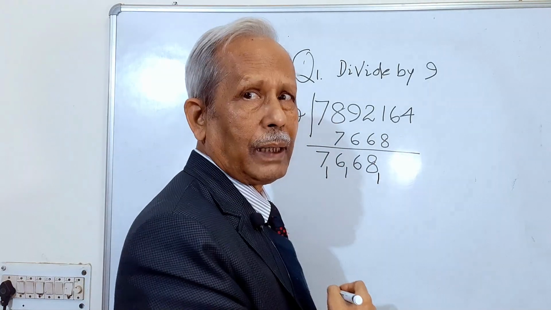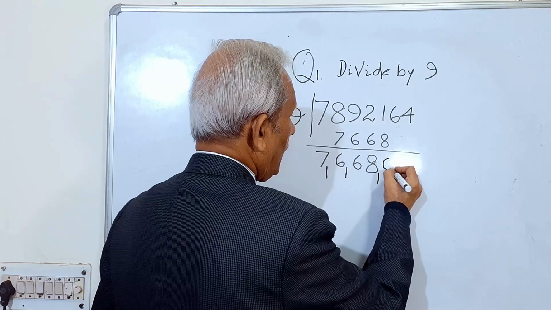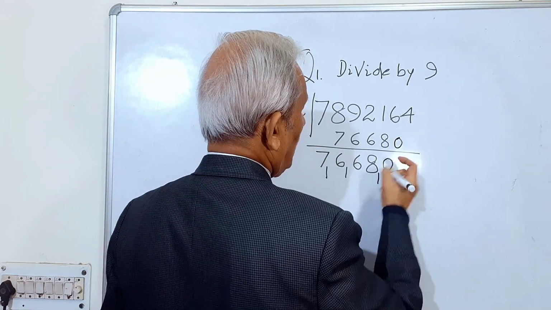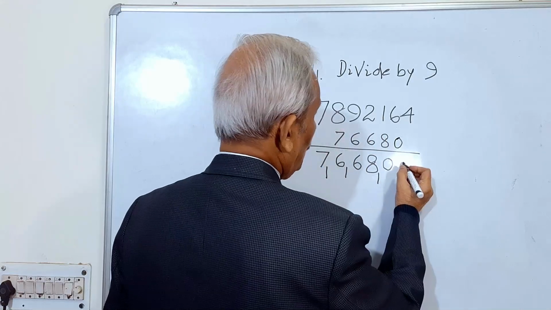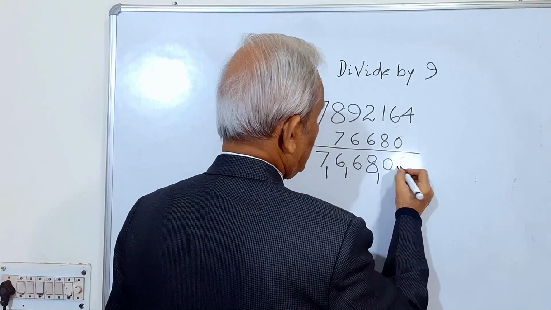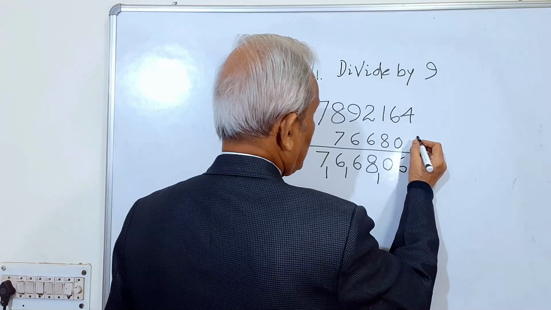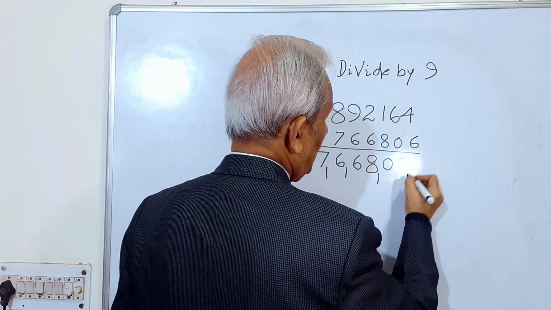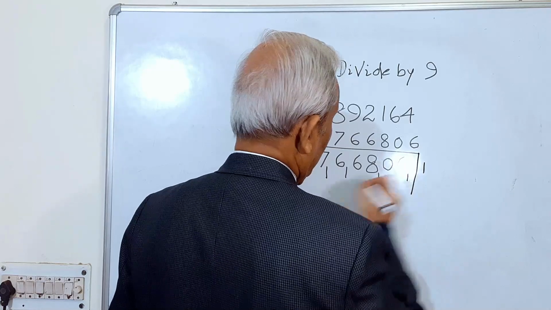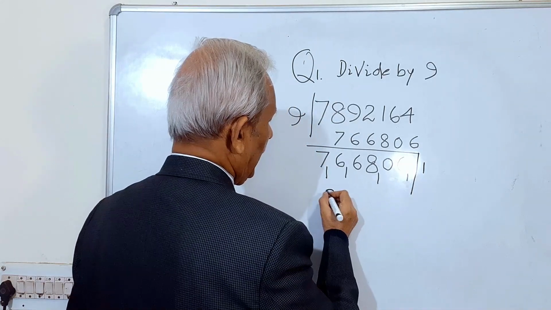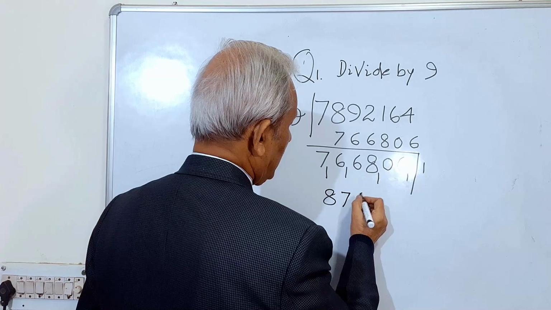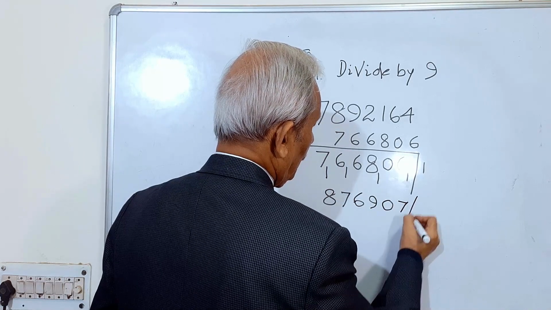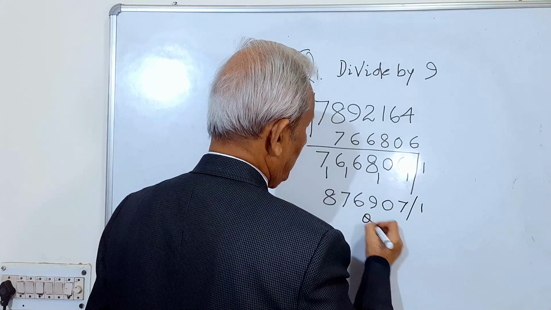What's remaining? 9 minus 9 is 0. 0 into 1 is 0. Right here 0. 6 plus 0, 6. 9 does not go into it and 6 will remain as it is. Now 6 into 1 is 6. 6 right here. 6 plus 4 is 10. 9 goes one time into it. What's remaining? 1. So the answer is 8, 7, 6, 9, 0, 7 and 1 is the remainder.